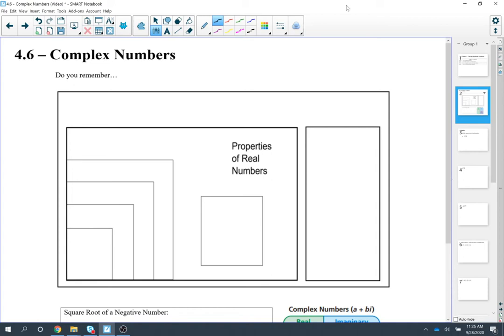4.6, complex numbers. So before we get started on complex numbers, the first thing I want to do is just review our properties of real numbers. If you remember way back at the beginning of the year, we had real numbers, and this time the box has gotten a little bigger.